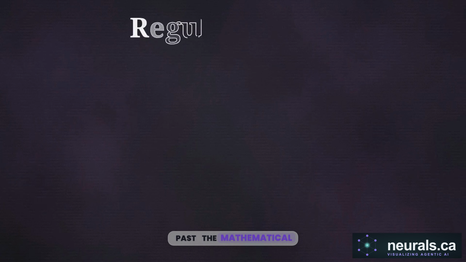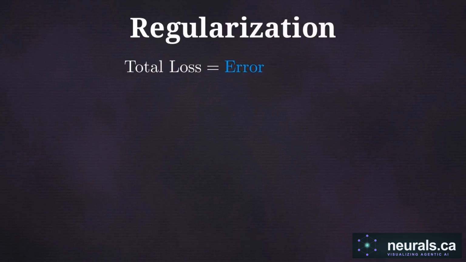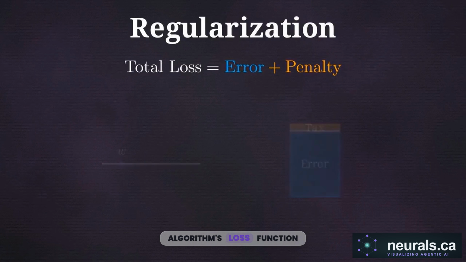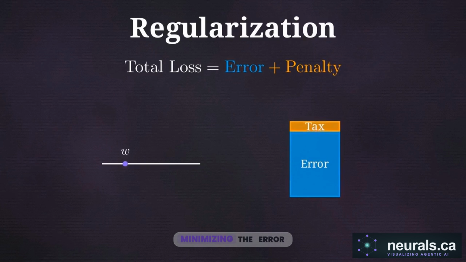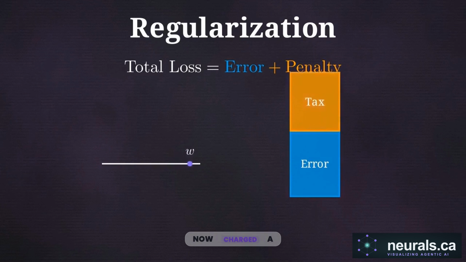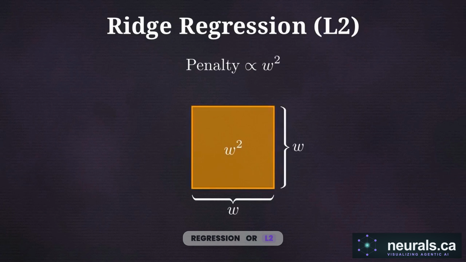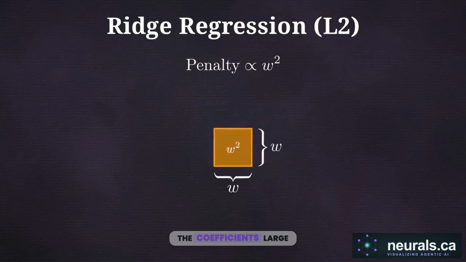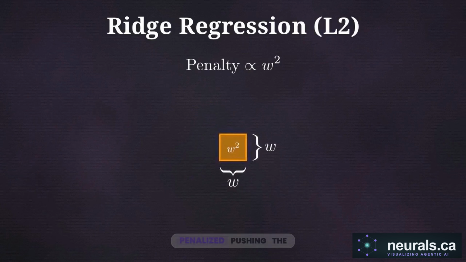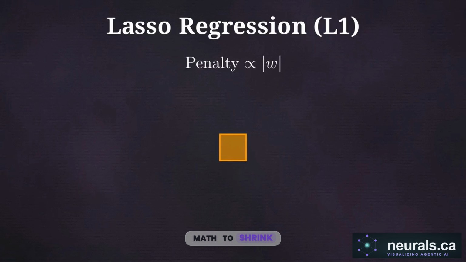The mathematical fix for this over-eagerness is called regularization. We add a penalty term to the algorithm's loss function. Instead of just minimizing the error, the model is now charged a fee, a tax, for the size of every coefficient it uses. Ridge regression, or L2 regularization, calculates this tax by squaring the coefficients. Large weights get heavily penalized, pushing the math to shrink them down.